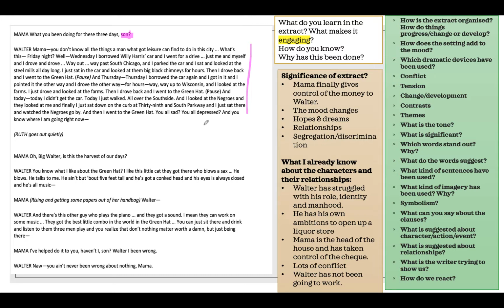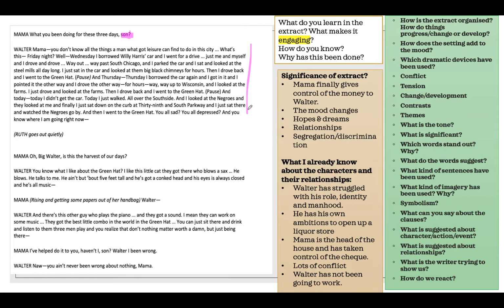And usually when people speak the most, it's to do with the fact that they are controlling the situation, they are dominant in that situation or relationship, or there is some reason why they can't stop talking. Maybe they are nervous, or maybe they are agitated. So as I go through, I'm going to be thinking of why. Why is it that Walter speaks for so long in this particular scene?